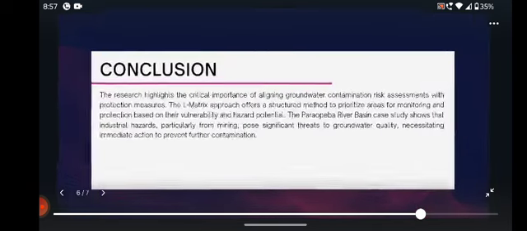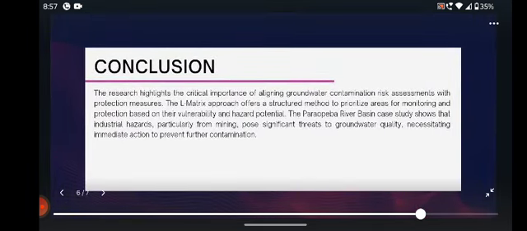Conclusion: the research highlights the critical importance of aligning groundwater contamination risk assessments with protection measures. The L matrix approach offers a structured method to prioritize areas for monitoring and protection based on their vulnerability and the hazard potential. The Paraopeba River Basin case study shows that industrial hazards, particularly from mining, pose significant threats to groundwater quality, necessitating immediate action to prevent further contamination.